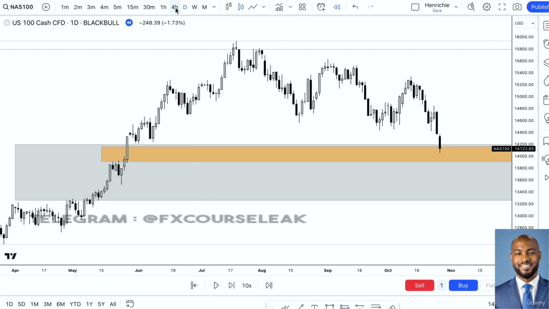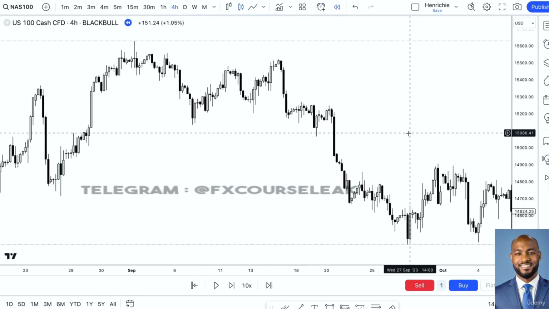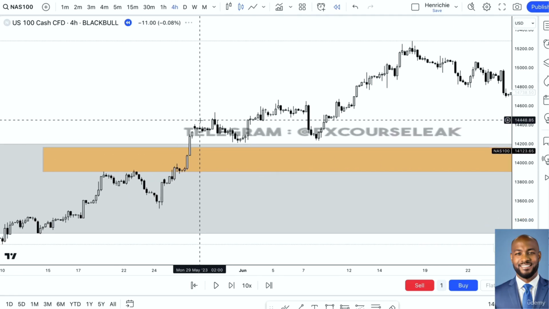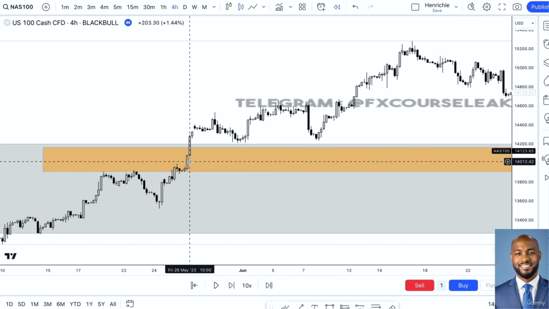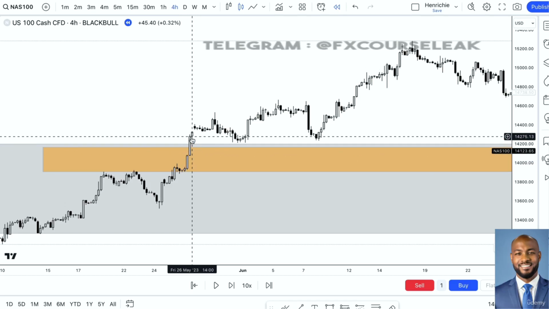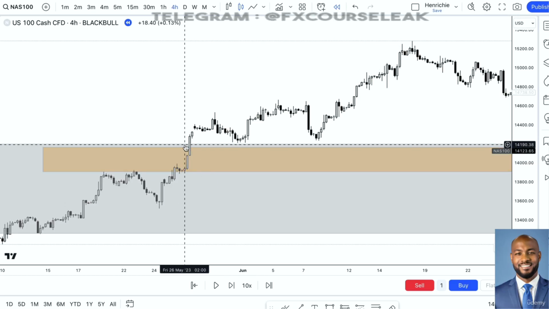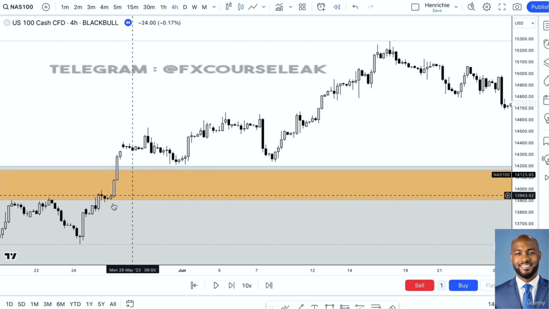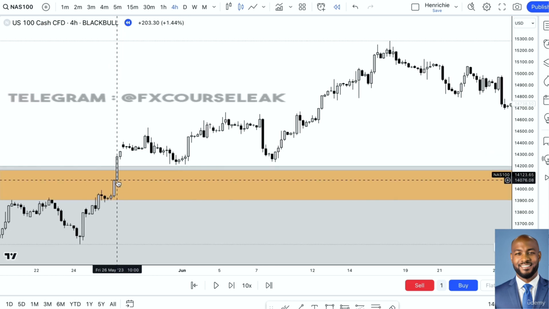Now the next thing we do is we scale down to the 4 hour time frame, and on the 4 hour time frame we scale back to that position, and what do we see on the 4 hour time frame? We see this inefficiency right here, and also this inefficiency right here. Price already tapped into this inefficiency, but it didn't fill it completely. Now what else do we see right here? We see a candle without wicks.